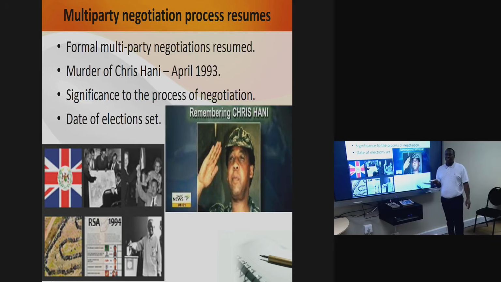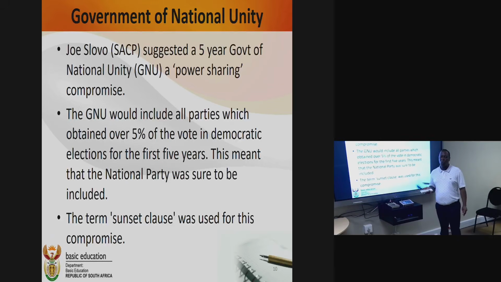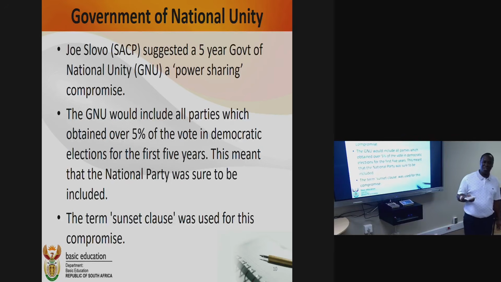However, in this multi-party forum, the negotiations deadlocked. In other words, they could not agree what type of government they must form. When the negotiations were deadlocked, a communist by the name of Joe Slovo suggested what was known as the sunset clause. What do we mean by sunset clause? Joe Slovo says that we must establish a government of national unity for 5 years.